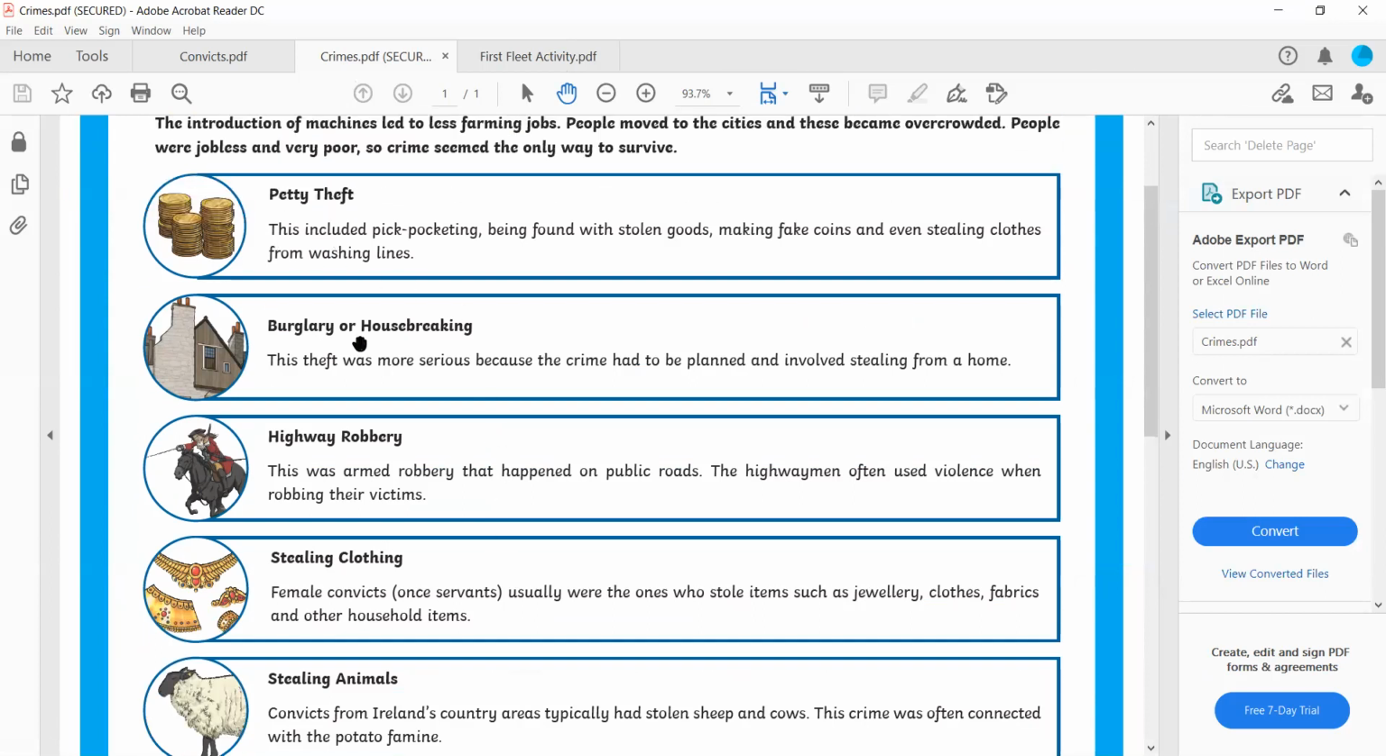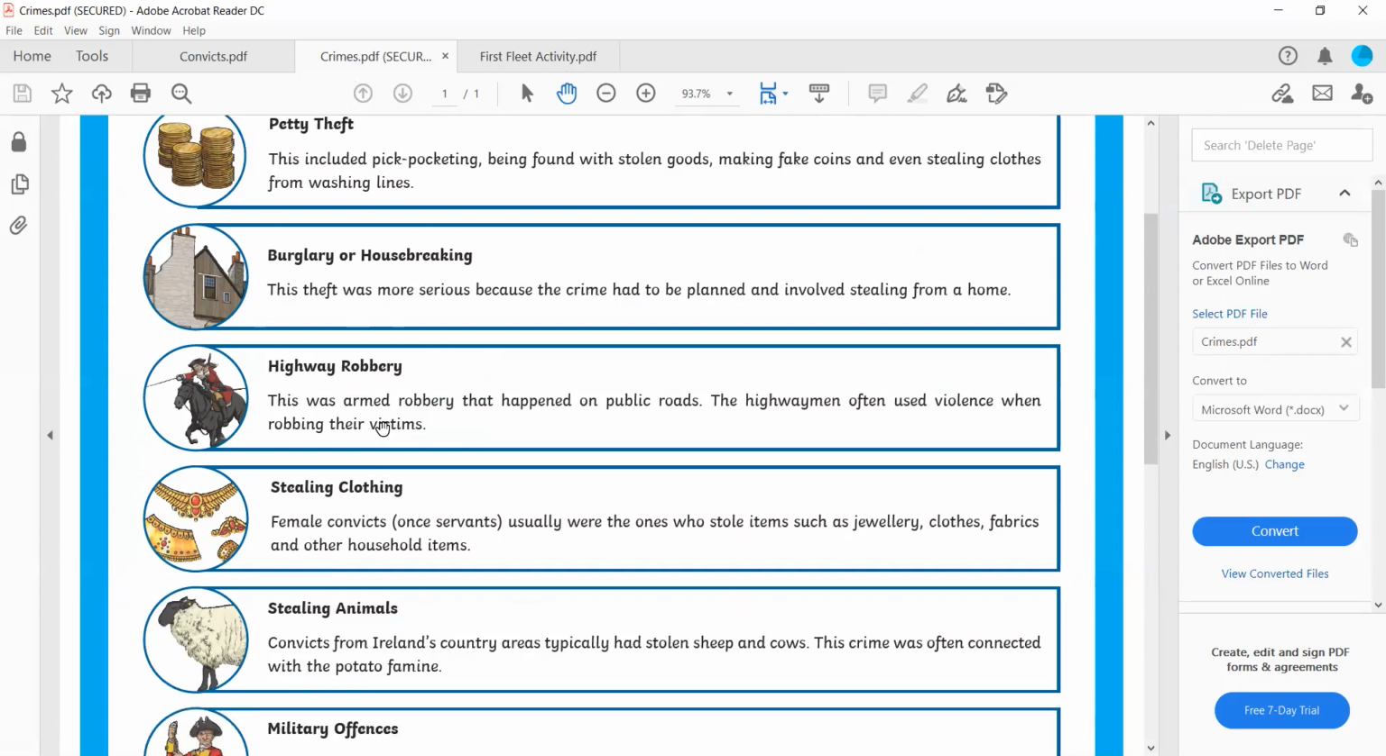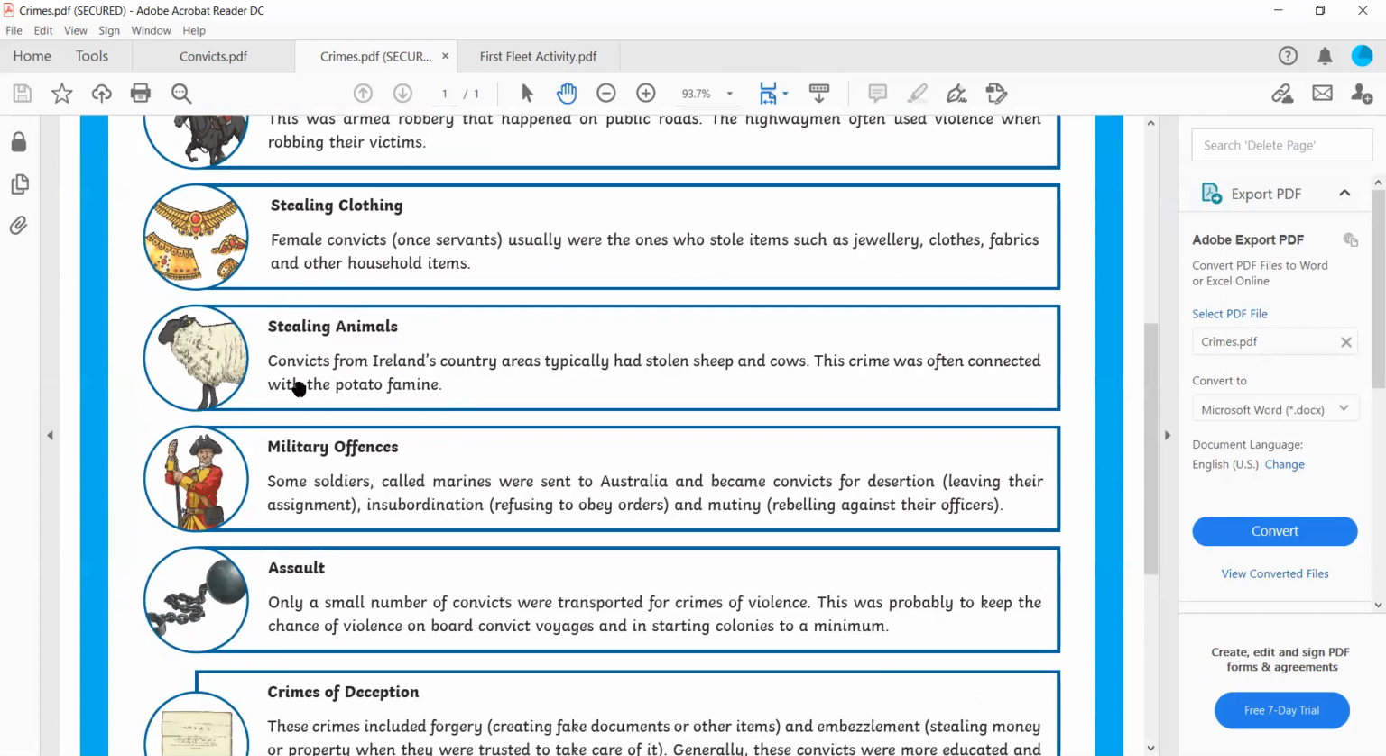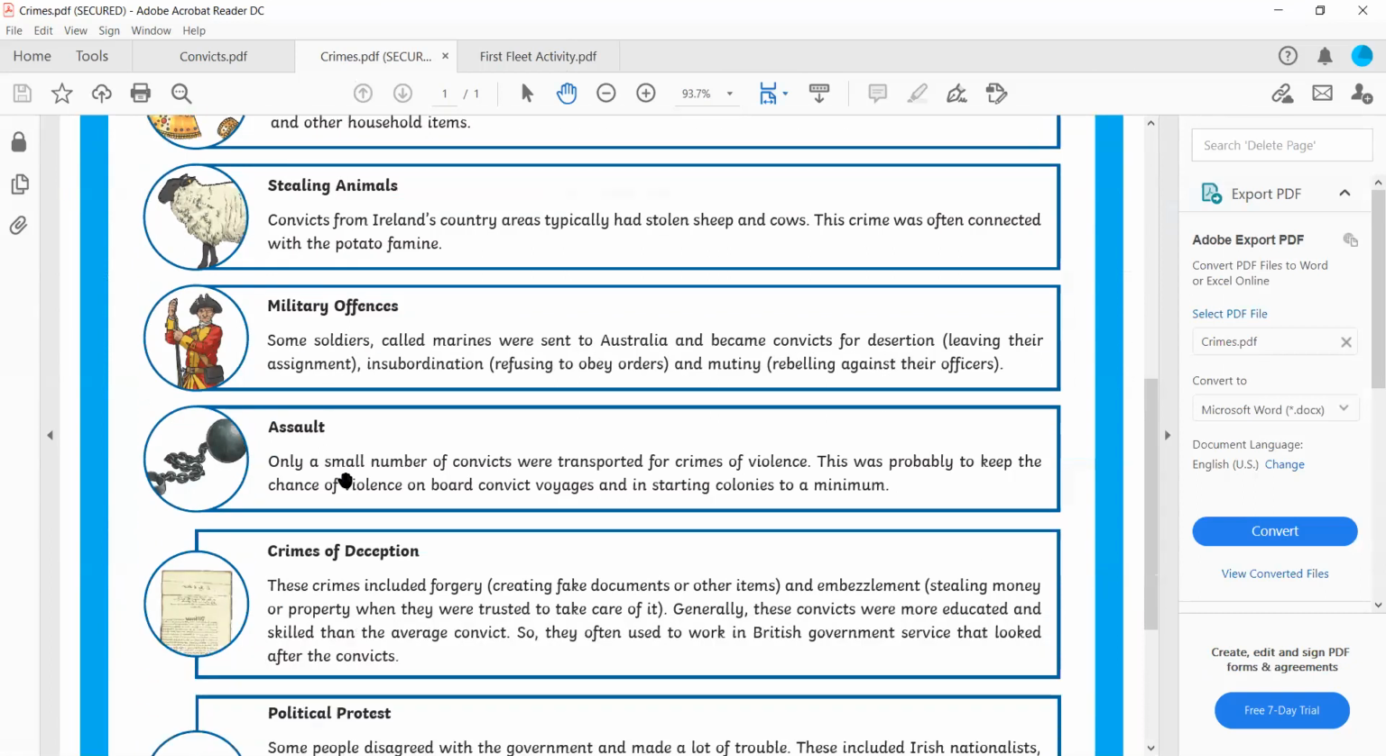So these are the different things that they would get sent to Australia for. So petty theft, burglary or housebreaking, highway robbery, believe it or not, stealing clothing, stealing animals, military offences. So some soldiers called Marines were sent to Australia and became convicts for desertion. So that's like leaving, trying to escape the army, or for not obeying orders, or for rebelling against their officers, they would just be sent to Australia.